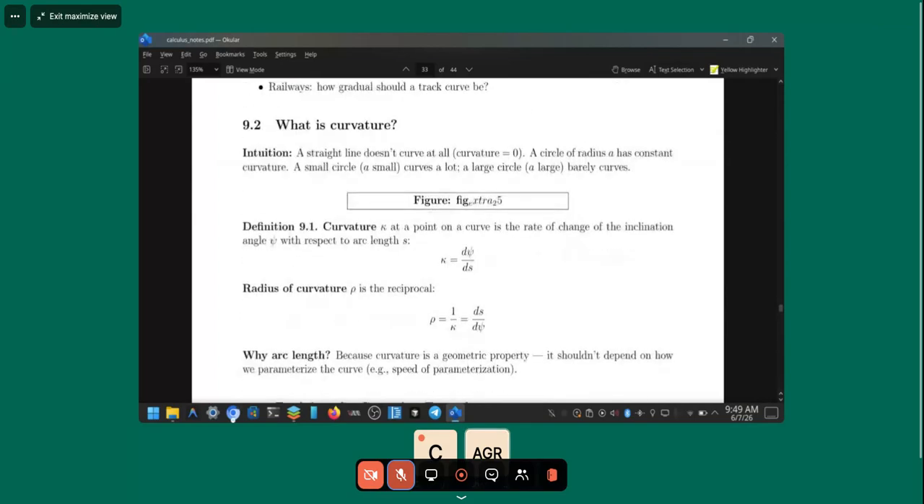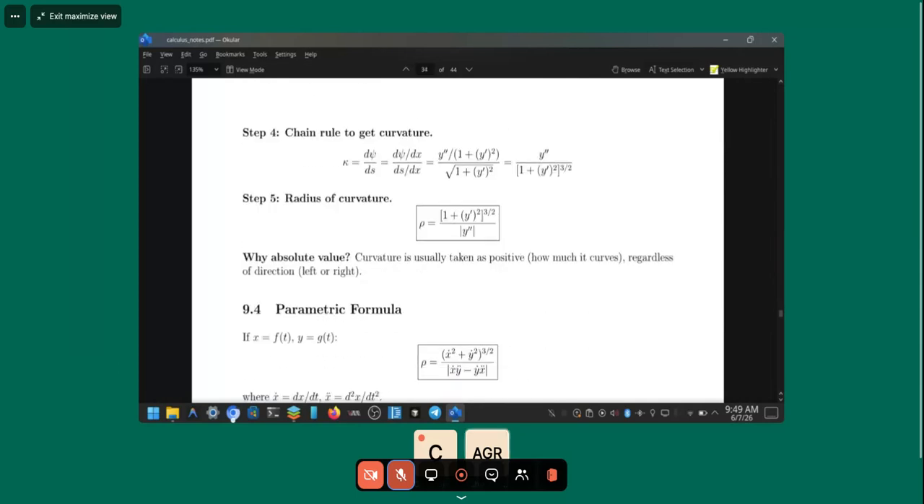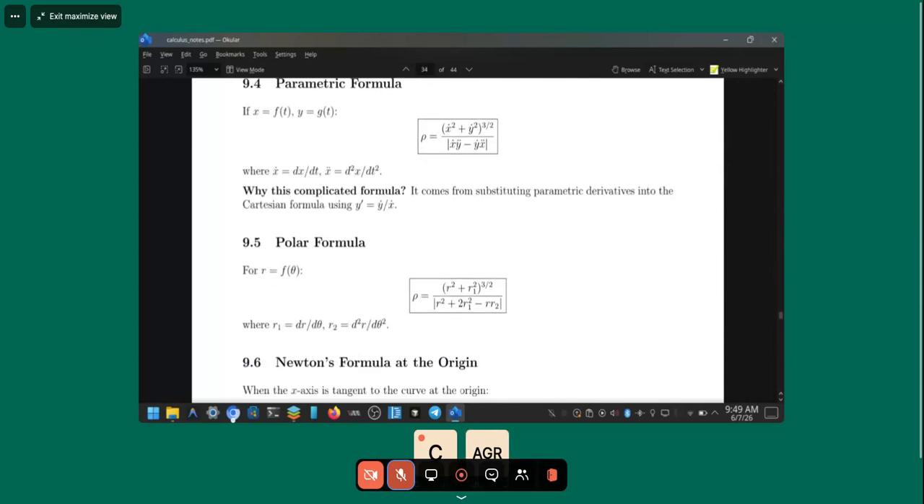There's some problem in the curvature feature. I will look into it. These are just the formulas. You have to remember them.